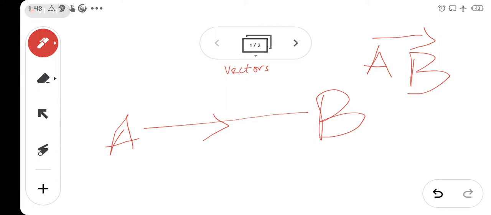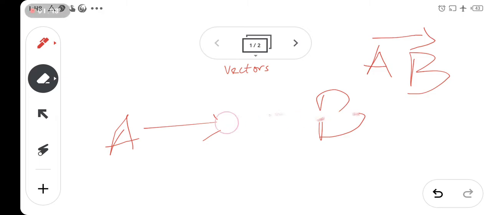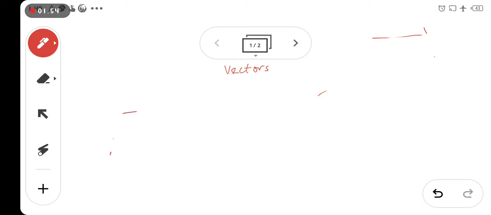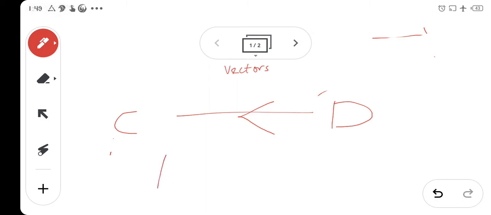Now, if I have another vector, say CD, or DC, let me write it this way. What do you think this vector is? Is it CD or DC? The answer will be DC because the vector moves from position D to position C.